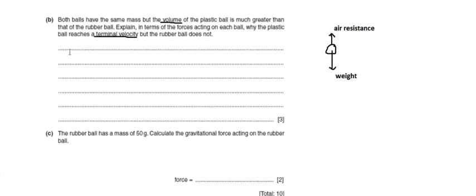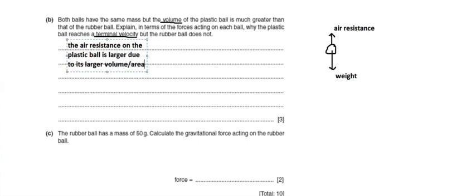So you can write down over here: the air resistance on the plastic ball is larger due to its larger volume or area.